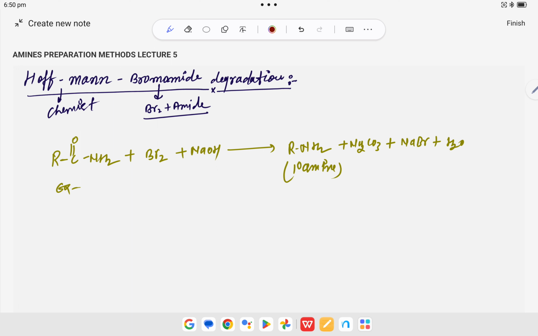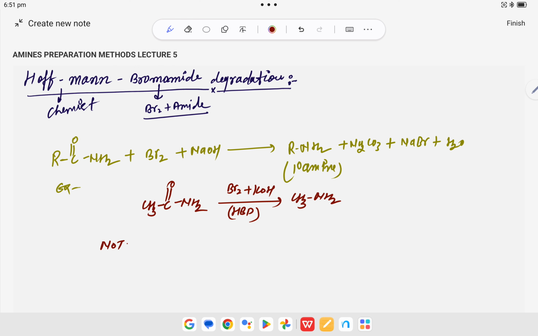Let's talk about one example. CH3CONH2 with Br2 plus KOH. In short form it's called HBD, Hoffmann-Bromamide degradation, and the product CH3NH2 will be formed.